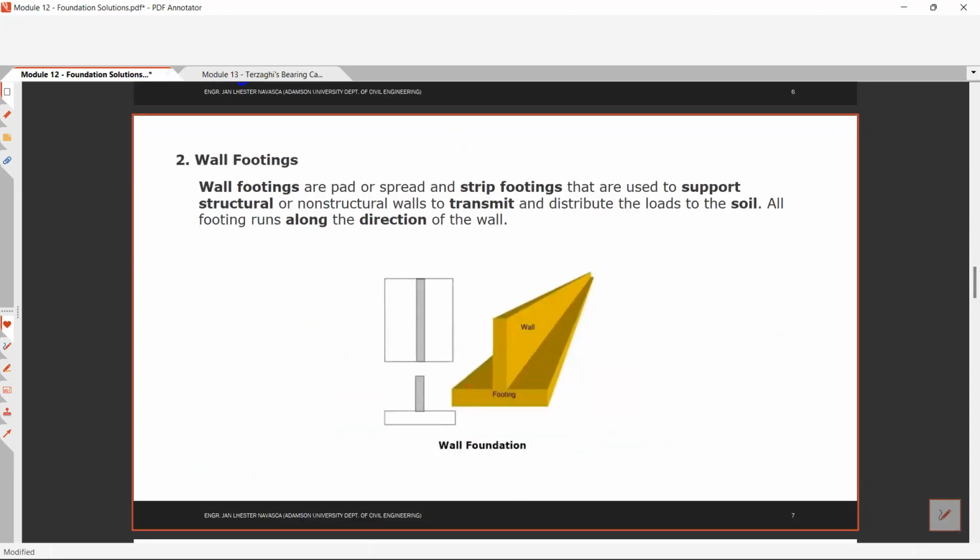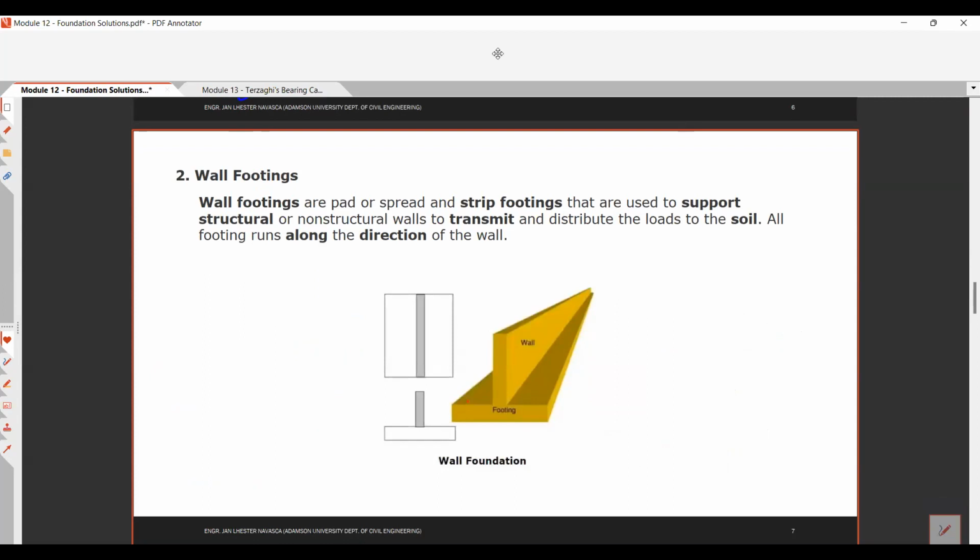Okay, next one is the wall footings. A wall footing is a pad or a spread or a strip footing that is used to support structural or non-structural walls to transmit and distribute the loads to the soil. So the footing runs along the direction of the wall. This wall foundation, or sometimes they call it a strip footing, is used for a wall or retaining structures. Okay, so yan yung mga wall foundations.